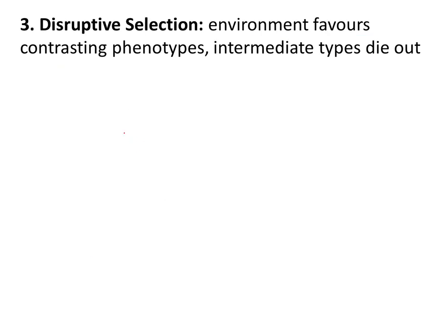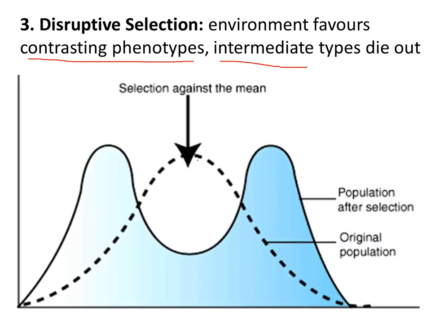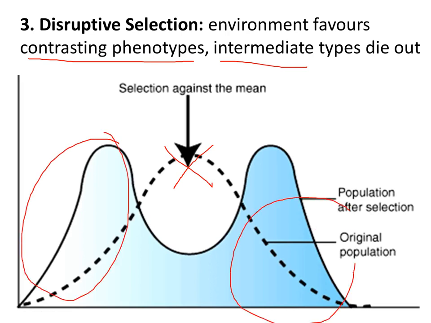The third type that we're going to look at is called disruptive selection, and this is where the contrasting phenotypes, the extremes, are selected for, and the intermediate, the medium ones, die out. So whatever the trait is, if the middle line here is the one that the environment doesn't like, and it prefers one extreme and the other extreme, then we're going to end up with the distribution moving in 2 directions. We'll have more individuals with a smaller version of that extreme, and we'll have more individuals with a larger version of that extreme. So it disrupts the distribution of that particular trait.